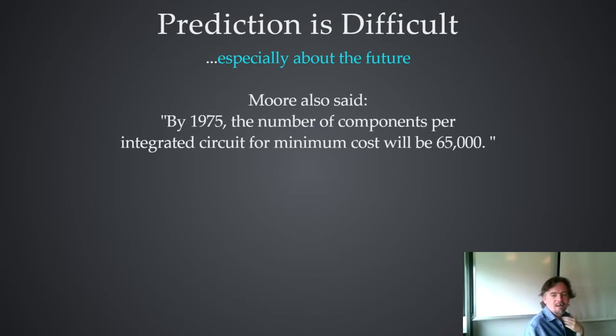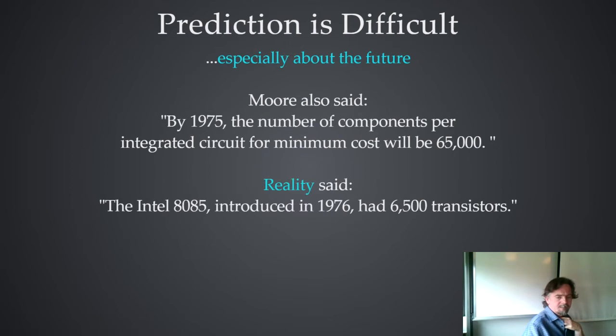So Moore didn't anticipate that you'd get 65,000 components on a chip by 1975. I looked at the real data, and it turned out that Intel, the company that Gordon Moore ended up founding, in 1976, which is close enough, had made a chip that had 6,500 transistors on it. So is that good or is that not good? I mean, off by a factor of 10 is quite a lot, but it's in the right universe at least.